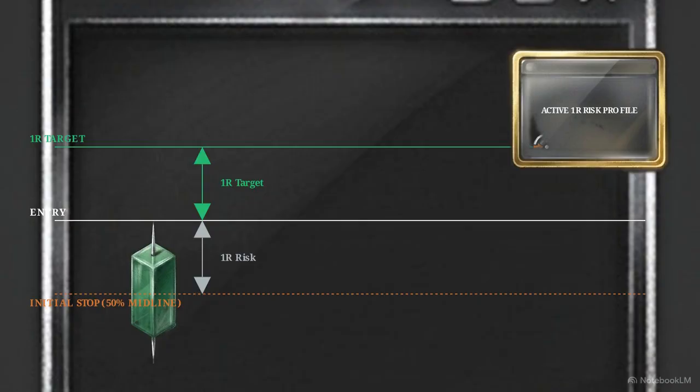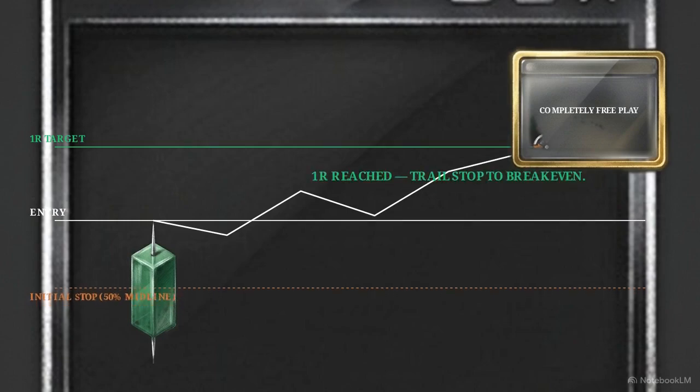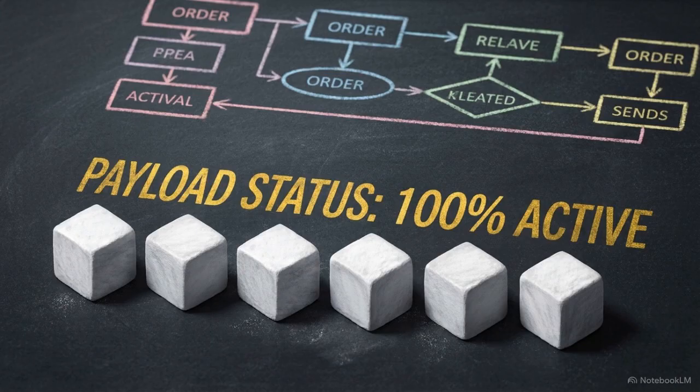Because 1R is anchored to our compressed 50% midline, touching this green coordinate means the market has paid back 100% of the initial cash risk. That exact touch fires an uncompromising mechanical rule in the architecture. The system automatically detaches the stop loss and trails it upward, locking it exactly at the initial entry price for the entire position payload. Crucially, at this coordinate, no actual contracts are sold. The entire payload remains active on the board.